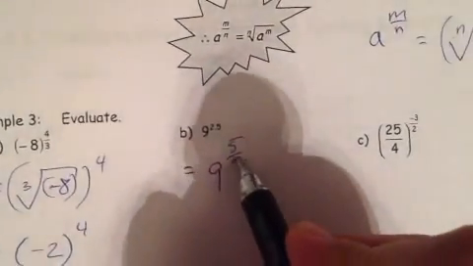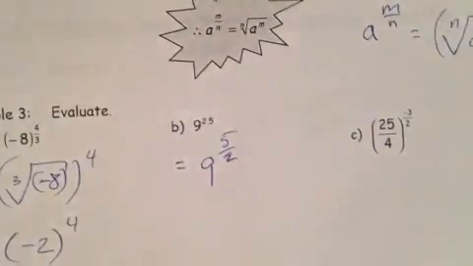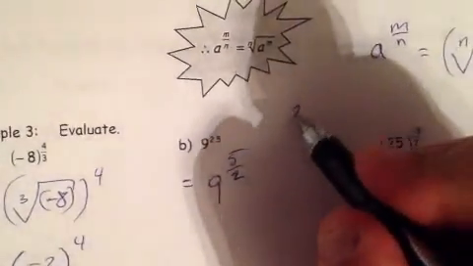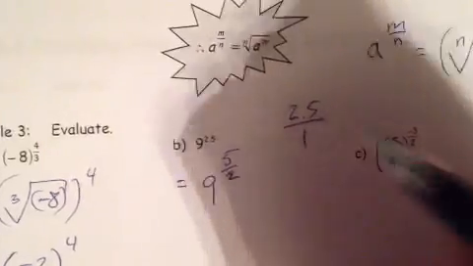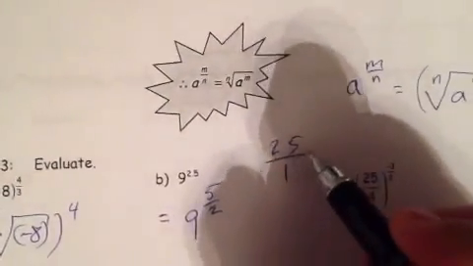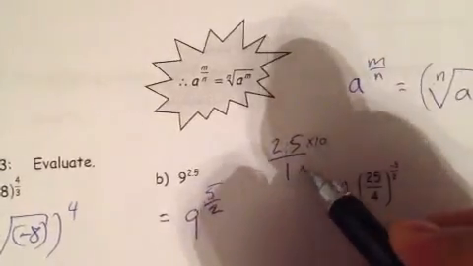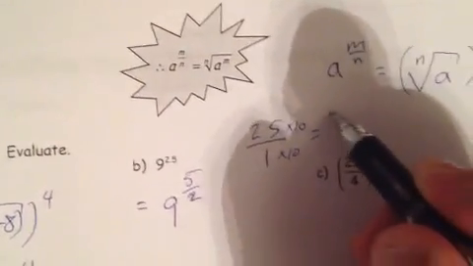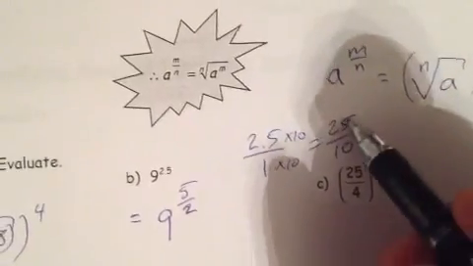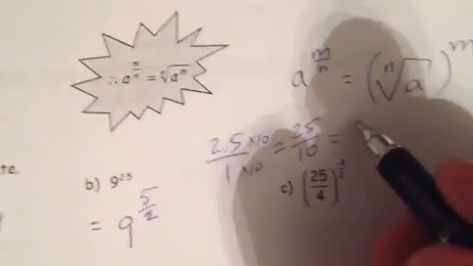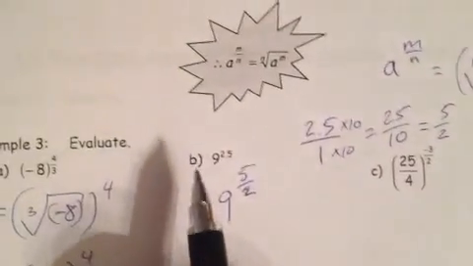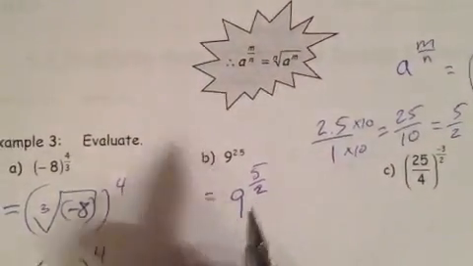Now if you cannot convert 2.5 into a fraction, the easiest way to convert a decimal into a fraction is write the decimal over 1. Then to get rid of the decimal, you multiply both top and bottom by 10. So this would be 25 over 10. And of course you can reduce this. Both are divisible by 5, so this is the same as 5 over 2. Okay, so you have to be able to convert a decimal into a fraction.